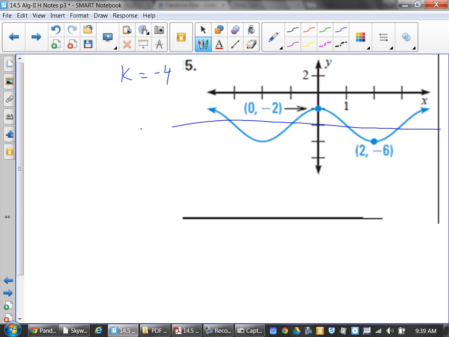Well, how far apart is -2 from -4? 2. Did it go up or down? Did it start at a maximum or start at a minimum? So is your a value positive or negative? Positive. Yeah, can you say? All right. And when you're looking at this, does this graph start at a maximum or a minimum? Maximum. We know it starts at a maximum.